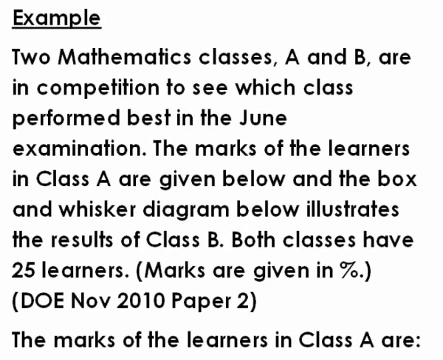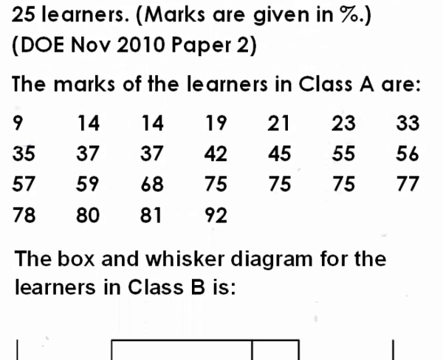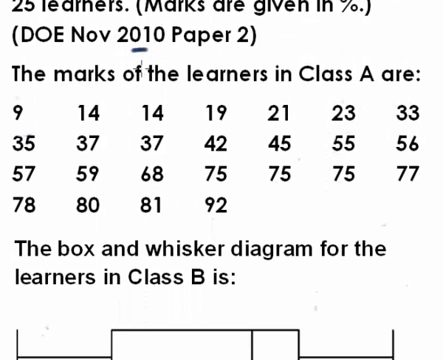Okay, let's look at an example which involves analyzing data using box and whisker plots. It says two mathematics classes, A and B, are in competition to see which class performed better in the June exam. The marks of the learners in class A are given below, and a box and whisker diagram for class B is also given below. Both classes have 25 learners and the marks are given in percentages, and you'll notice that it's an exact exam question off a past paper.